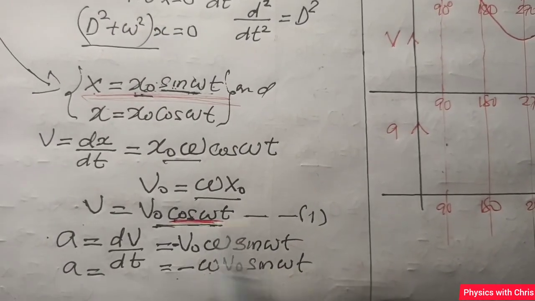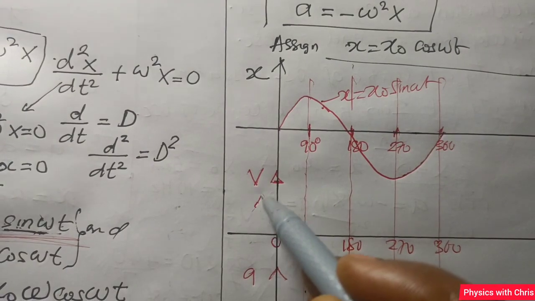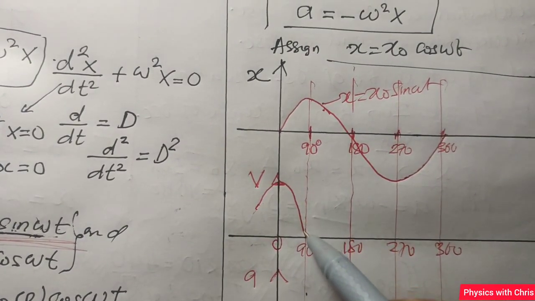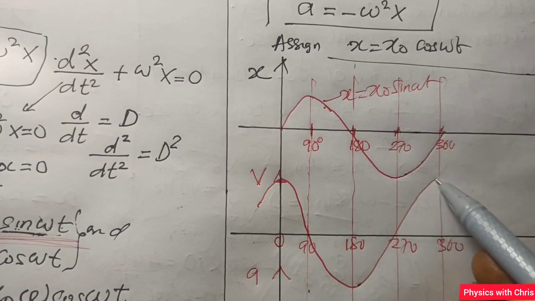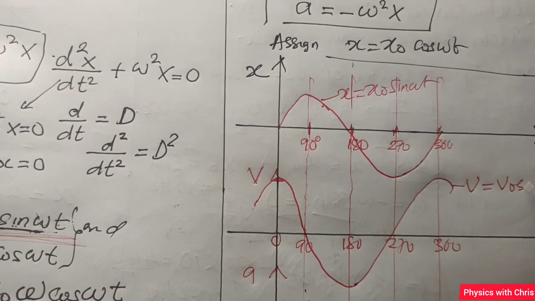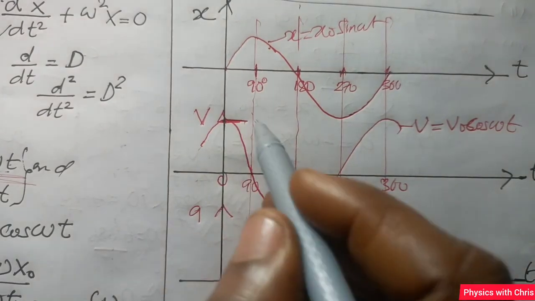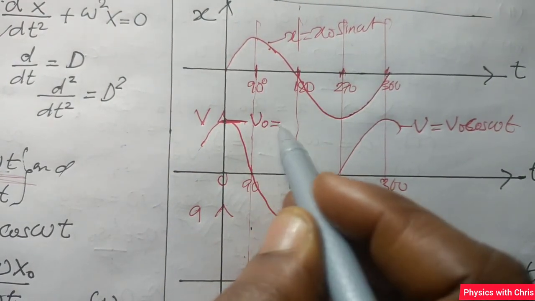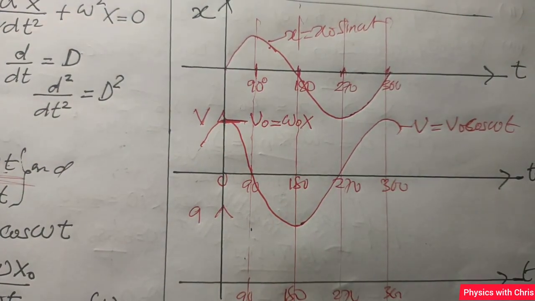Now the velocity time graph is a cosine graph. You see that now? And the cosine graph has its maximum at the origin. So it goes like this: 0 at 90, negative minimum at 180, 0 at 270, and again maximum at 360. So this is how the velocity varies with time t. It's a cosine graph. This point here where we have the maximum is of course the maximum velocity, which is omega times x naught. That's the expression for our maximum velocity.